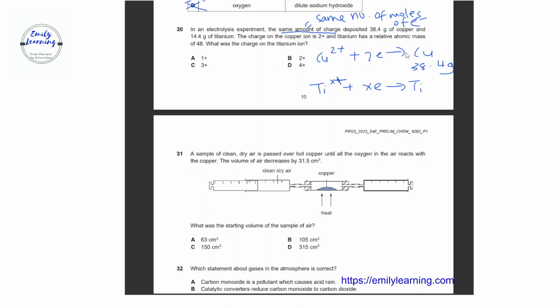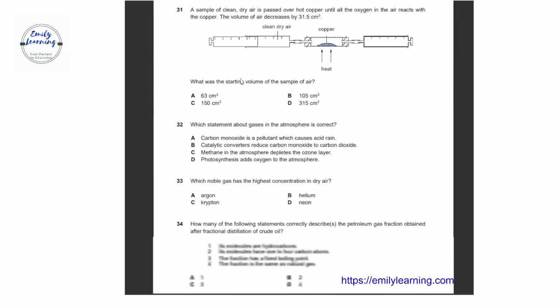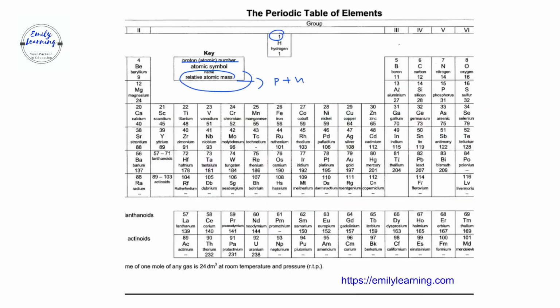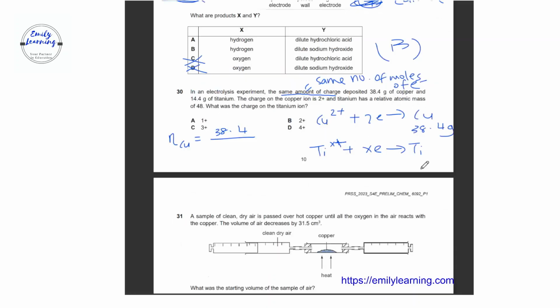Okay, so to do so, we need to find the number of moles of electrons, and to do so we need to first find the number of moles of copper. So the number of moles of copper is equal to 38.4 divided by the Ar of copper. What's the Ar of copper? From this, I know that it's 64. So 38.4 divided by 64 gives me a value of 0.6. So I have 0.6 moles of copper.